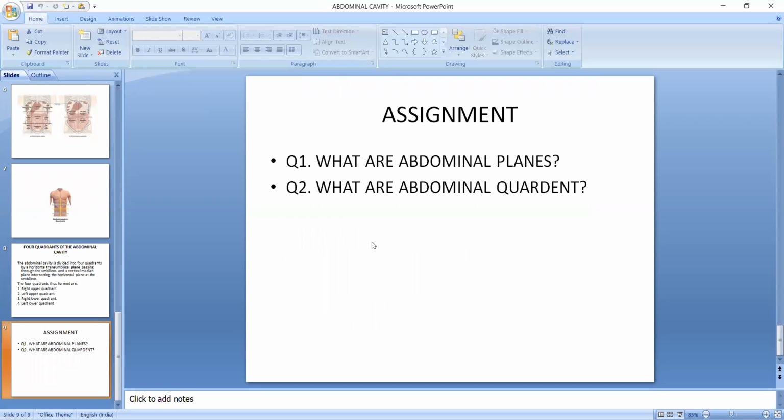And this is your assignment: what are abdominal planes, what are abdominal quadrants, and keep studying and do your assignment. And if you have any query, please write it down and I will resolve it very soon.